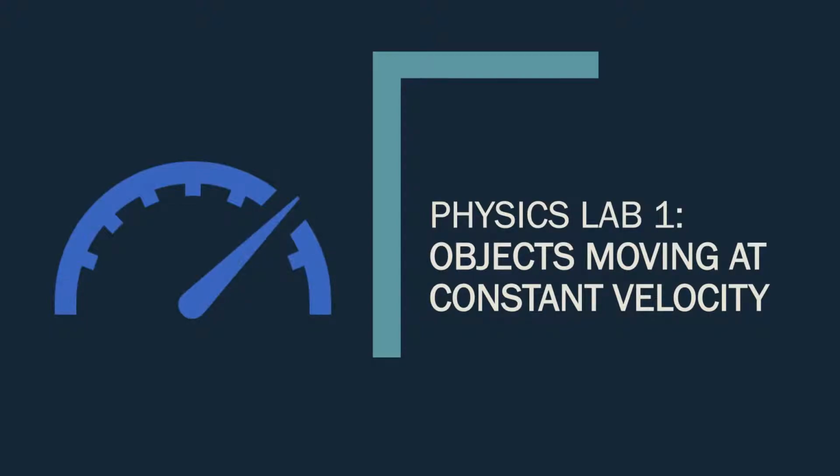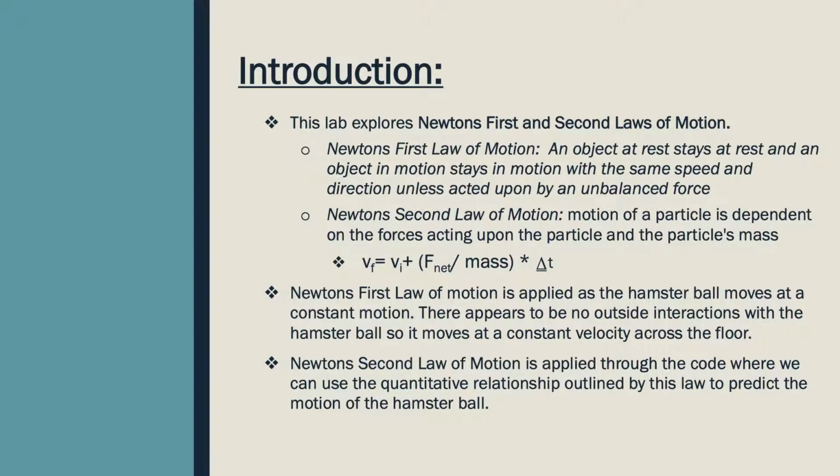Welcome to my first physics lab where I explore objects moving at a constant velocity. In this lab, we utilize Newton's first and second law to predict motion. The first law of motion says that an object will move at a constant velocity unless it's acted on by an unbalanced force. An unbalanced force means that the net force is not equal to zero.